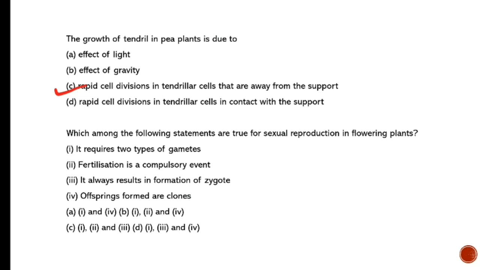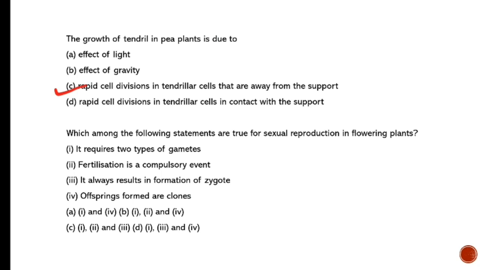Okay. Which among the following statements are true for sexual reproduction in flowering plants? So sexual reproduction in flowering plants could be with the help of self-pollination, or it could be with the help of cross-pollination. Now let us have a look at the options. It requires two types of gametes. Fertilization is a compulsory event.